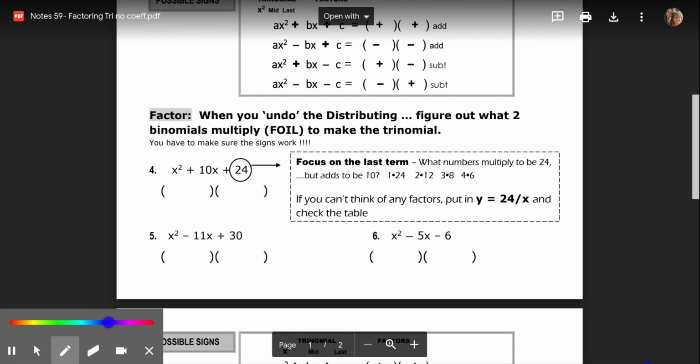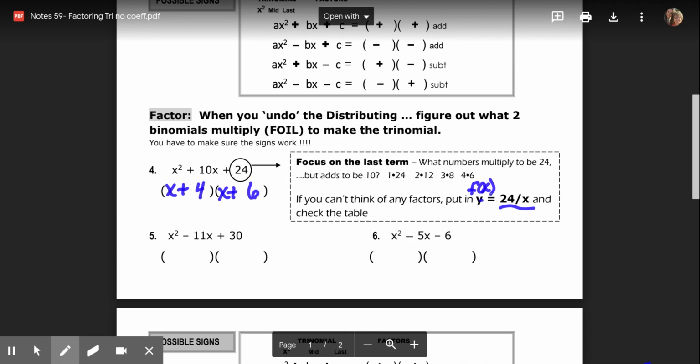So we're going to have an x plus and an x plus, and the two factors that multiply to give you 24 but add up to 10 are 4 and 6. So there you go. And if you can't think of any factors, go to y equals and put 24 divided by x and then check the table. So remember, in our calculator, it would be f of x equals 24 divided by x.